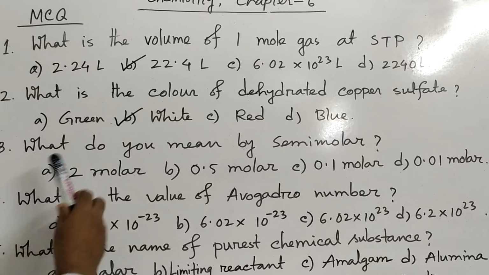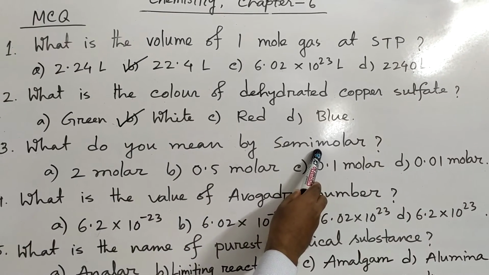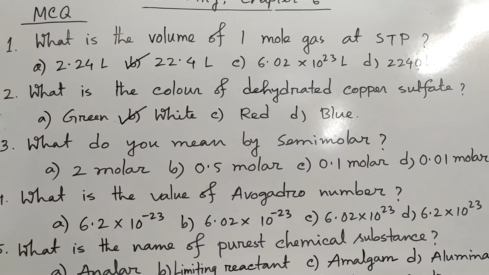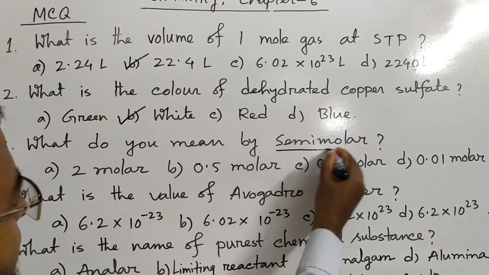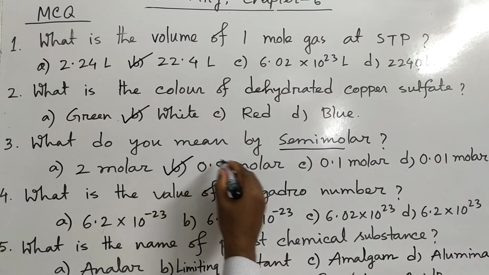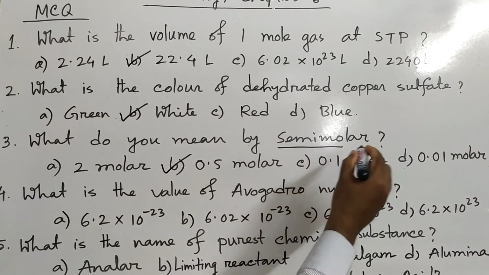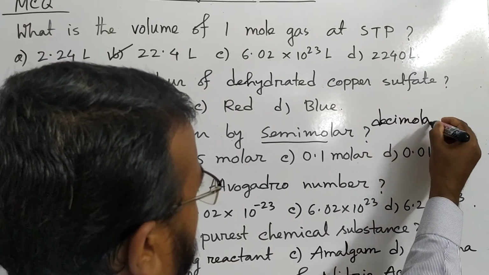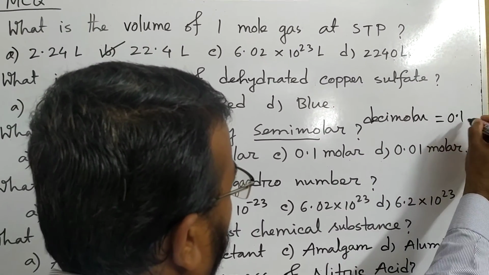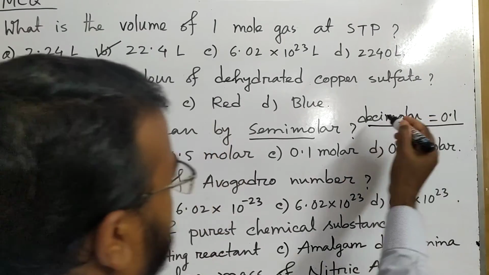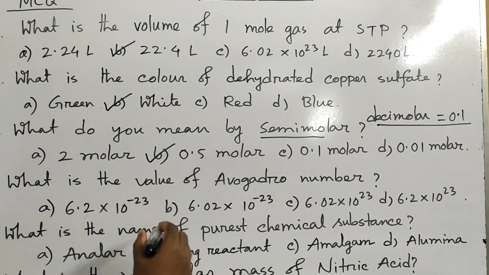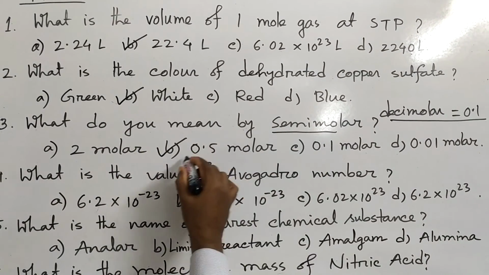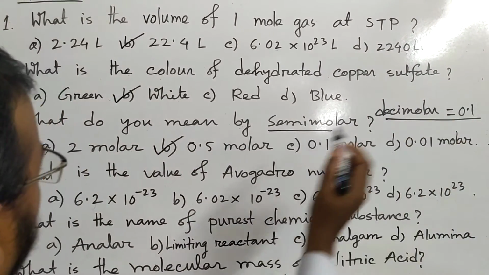Then what do you mean by semimolar? We know that molar solution, semimolar solution, decimolar solution. Semimolar means 0.5 molar. If it is decimolar, then it will be 0.1. So decimolar and semimolar you have to understand. Semimolar is 0.5 molar and decimolar is 0.1 molar.